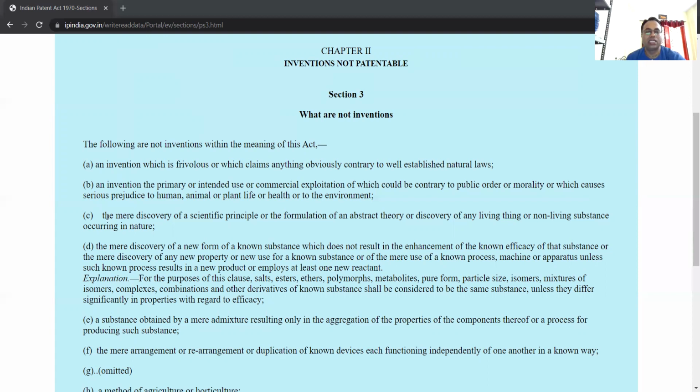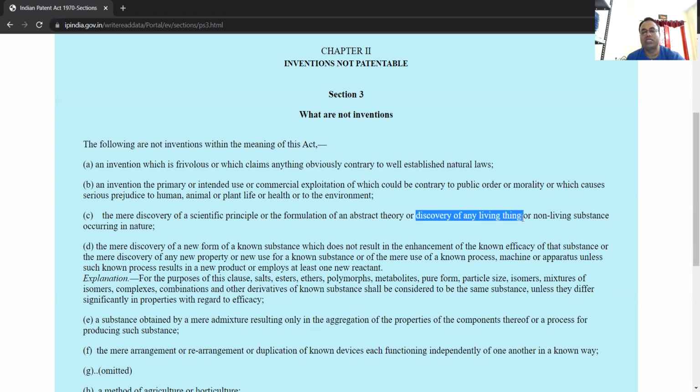Section 3C says the mere discovery of a scientific principle or the formulation of an abstract theory, or discovery of any living things or non-living substance occurring in nature. They are not inventions. For example, discovery of a galaxy is not an invention. Discovery of the Einstein formula E = mc², force = mass × acceleration. These are mere scientific discoveries. They are not patentable. Again, discovery of an element which exists in nature is not patentable.